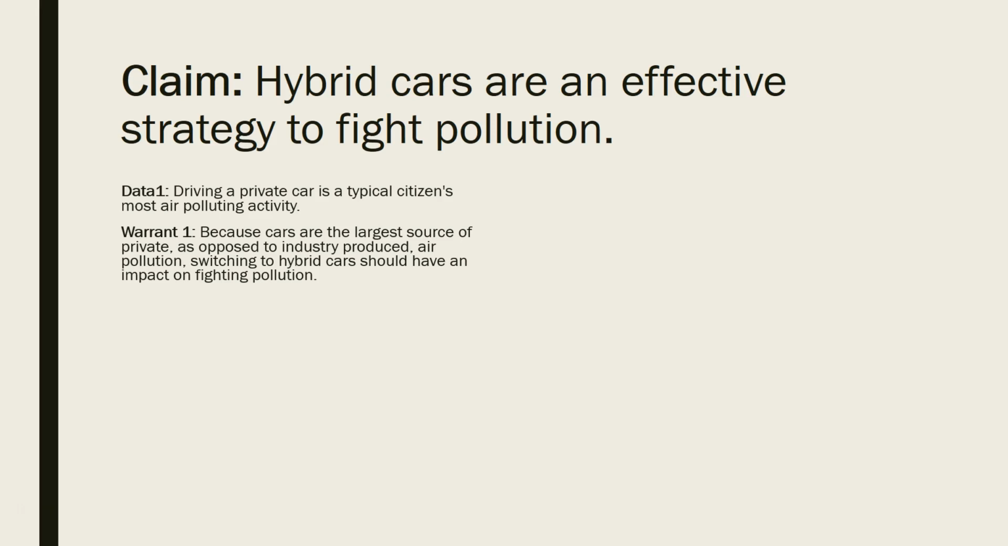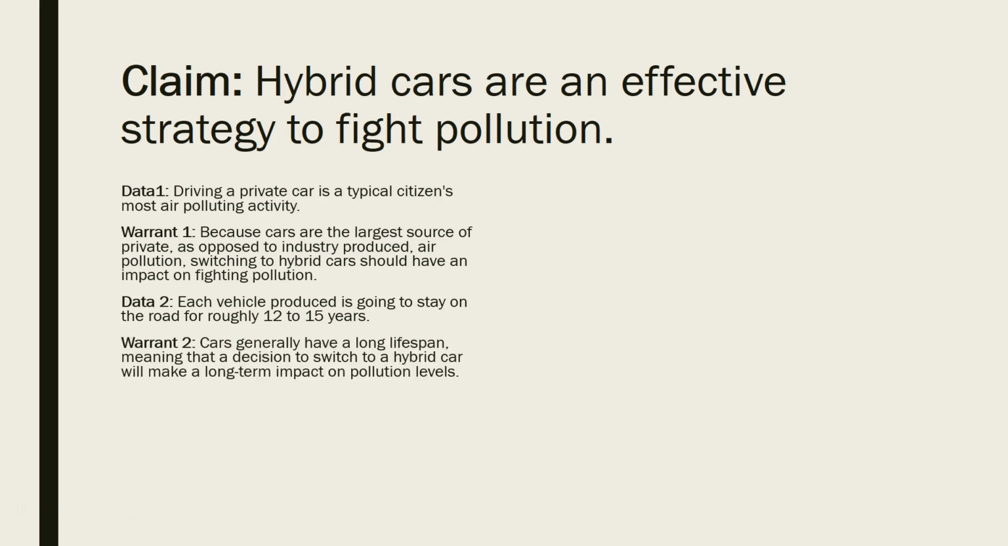So, that's my data. Here's my warrant. Because of this, I'm explaining that. Here's my second point. Each vehicle stays on the road for 12 to 15 years. How does that have any effect on us? Because cars generally have a long lifespan, meaning that a decision to switch to a hybrid car will have a long-term impact on pollution levels. Do you see how this illustration gave a random statement of data, and then tied it to the actual claim?